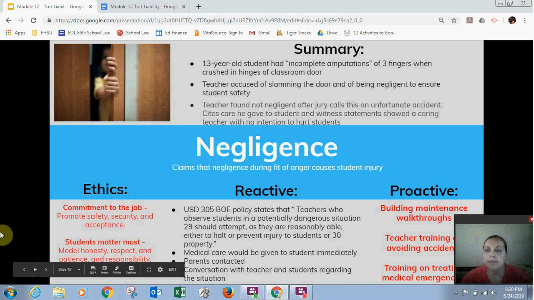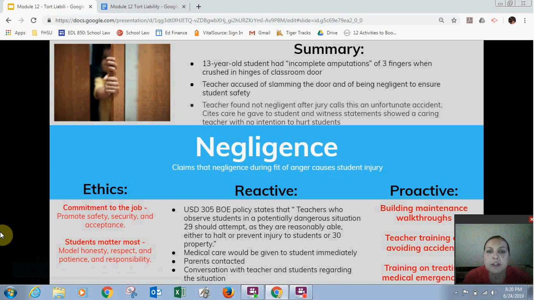Finally, I thought this was kind of an interesting one. We had a 13-year-old student who had incomplete amputations of 3 fingers when they were crushed in the hinges of a classroom door. So to me, that sounds like an accident. I mean, I know my 2-year-olds do this type of thing, but the accusation was that the teacher slammed the door and was negligent because they did not ensure the student's safety.